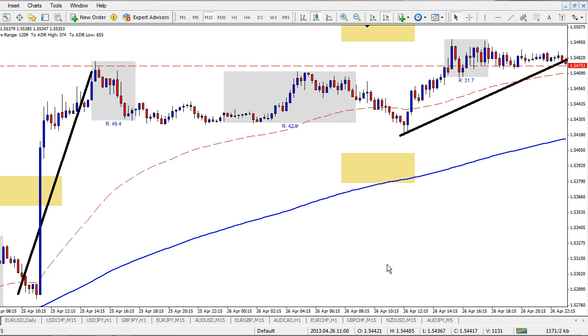There's a link on this page to a 3-part mini-series, and it goes through a lot of this basic information. But if you have been around the site, you understand stop runs, you understand manipulation, you understand that a lot of the time where these banks go to look for orders is beyond the last low or beyond the last high. And again, that's why it's so dangerous to put your stop there.